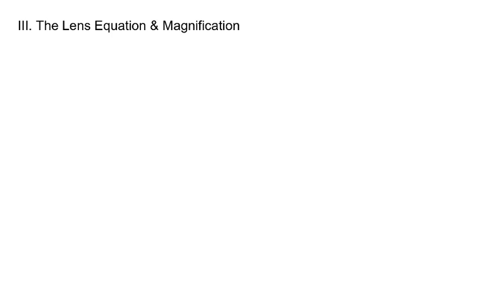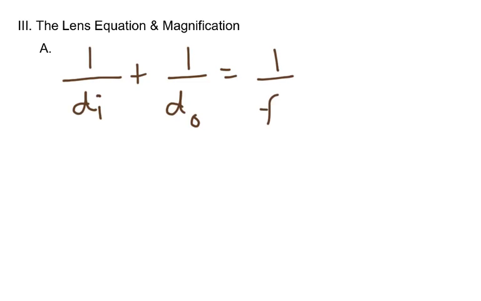Now I want to talk about the lens equation and magnification for lenses, and it's very much the same as we learned for mirrors. The lens equation looks the same. It's 1 over the distance of our image plus 1 over the distance of our object, and that's equal to 1 over the focal length.